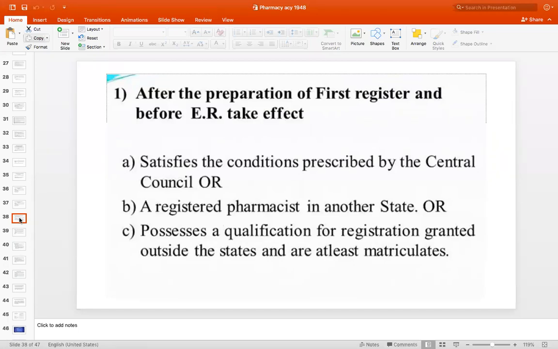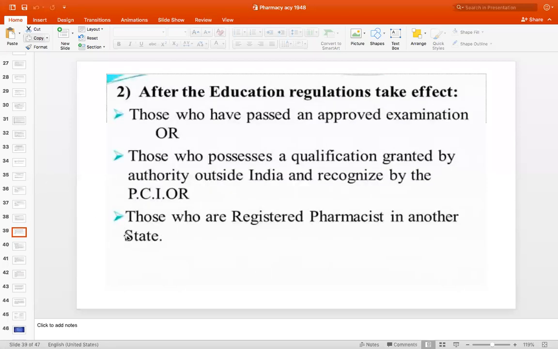So what is the condition? You should at least satisfy central government rules, or you should be a pharmacist of another state, or you possess a qualification from another state with the experience. After ER is formed, the first remains the same. I have completed my exam, so I'll go and register. Or you have done your degree from another country, then you go for registration only if it is recognized by PCI. And another one, those who are registered pharmacists in another state.